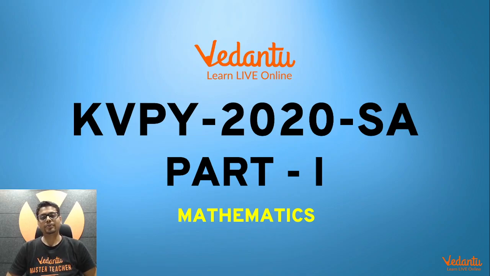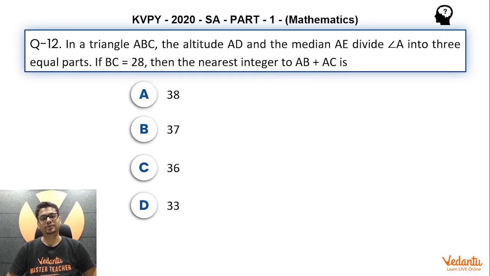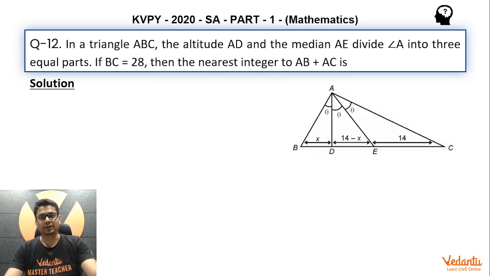We are discussing KVPY 2020 Essay Part 1 Mathematics, and the question for this video is this. In a triangle ABC, the altitude AD and the median AE divide angle A into three equal parts. If BC is equal to 28, then the nearest integer to the value of AB plus AC is. There are four options. Let's do it.